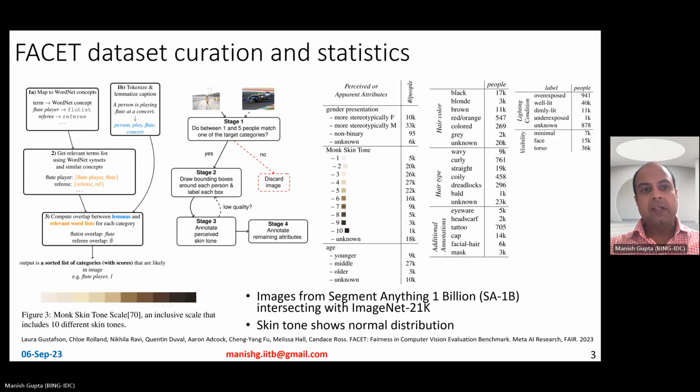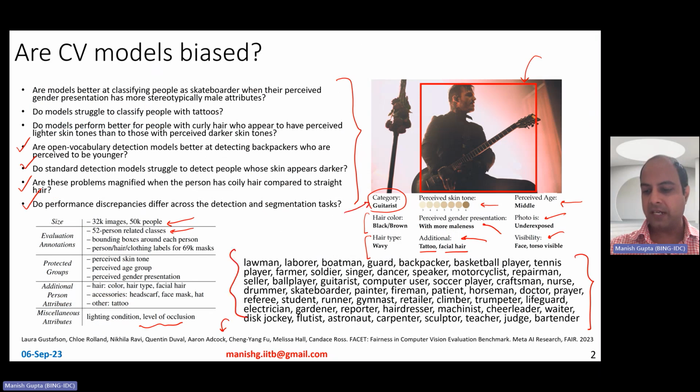The way this data set is created is by starting from a whole bunch of images. So they start from a lot of images from the Segment Anything 1 billion benchmark. From these images, they essentially take captions and they tokenize and lemmatize those captions. So a person is playing a flute at a concert basically gives you those important words from the caption. Now you also take the category. So for example, in this case, the category was guitarist or any of these categories.